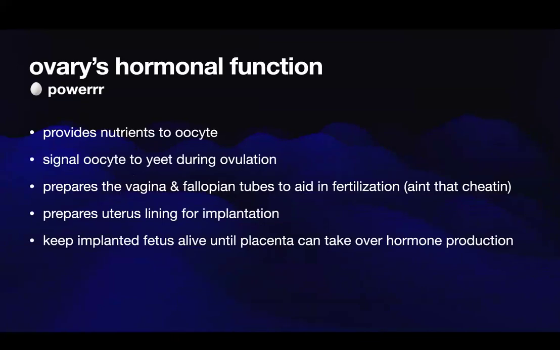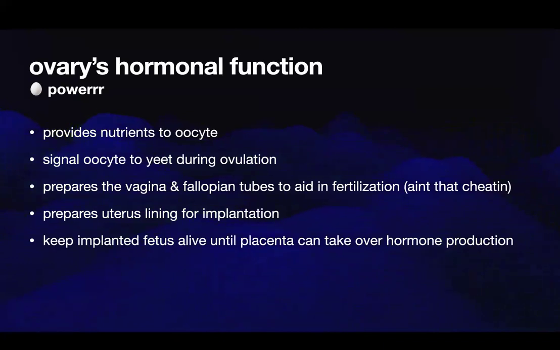Now, moving on to the ovaries' hormonal function, a bit more in detail. Again, the ovaries' hormonal function plays a role in providing nutrients to the oocyte, giving it nice stuff to get big and strong. It signals the oocyte to leave, to rupture out of the ovary into the fallopian tubes for fertilization. We call this process ovulation.